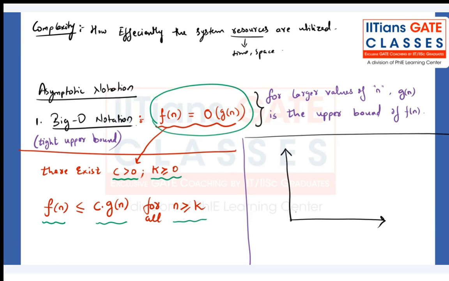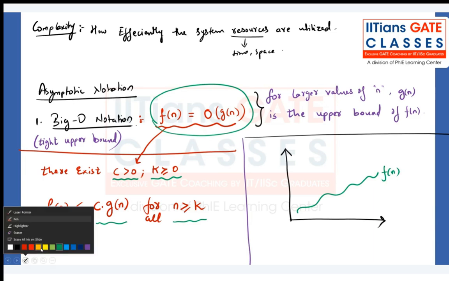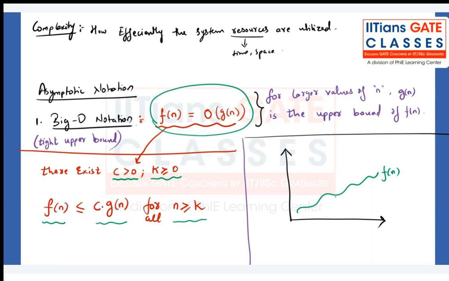Let's say this is my f of n function. And let's say this is my g of n function. This is some constant c into g of n. This point is my point k. Now before this k, let's say n0 equal to k, this initial point.